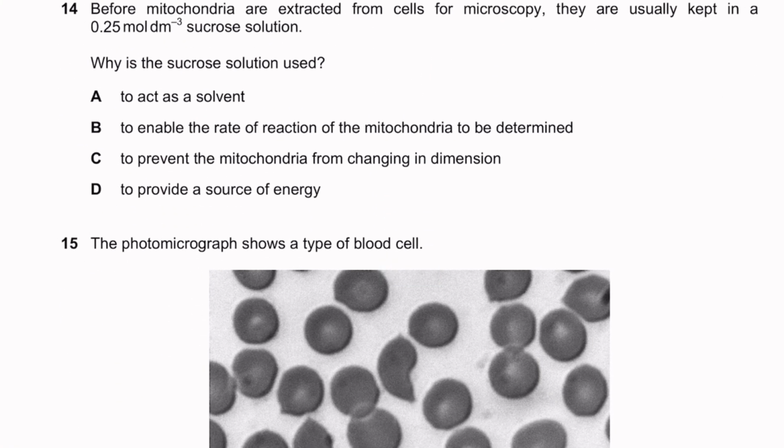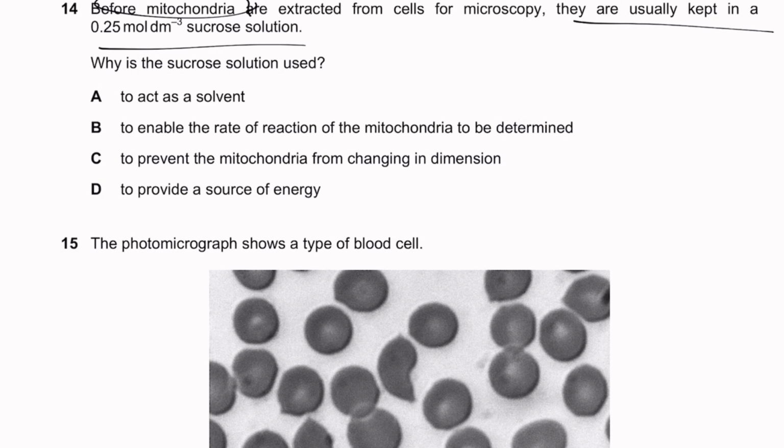Before mitochondria are extracted from cells for microscopy, they are usually kept in 0.25 mole per decimeter cubed sucrose solution. He's going to say, why is a sucrose solution used? So before the mitochondria are extracted, they are usually kept in the following solution. So I have to say it's to enable the rate of reaction of mitochondria to be determined, to prevent the mitochondria from changing in dimension, to provide a source of energy, or to act as a solvent.